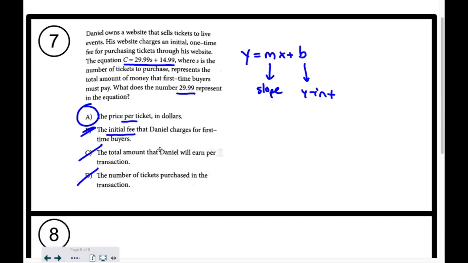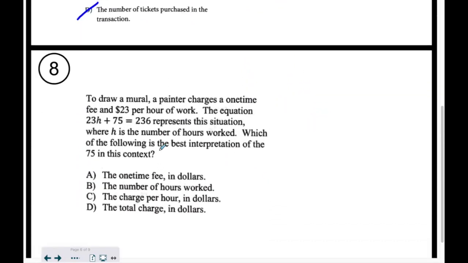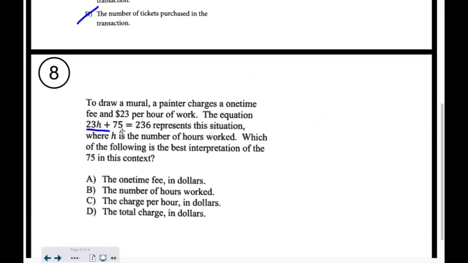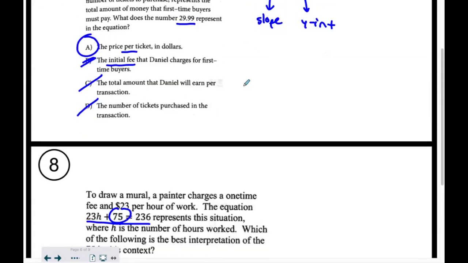So then I wanted to do this one as well, at the same time, because you just look at this and you just have to notice, okay, I have an equation that looks like slope intercept form, and they want to know what the 75 represents. All right, well, we kind of just talked about that. That is the b value, which is the y-intercept.